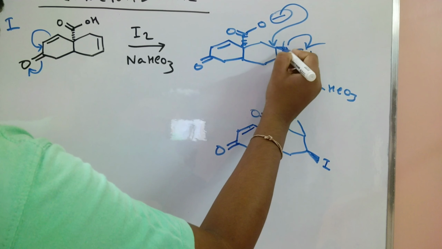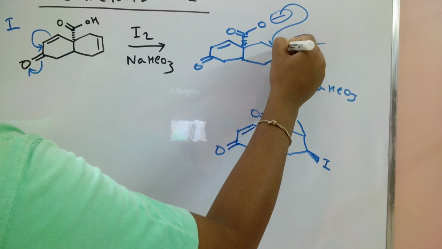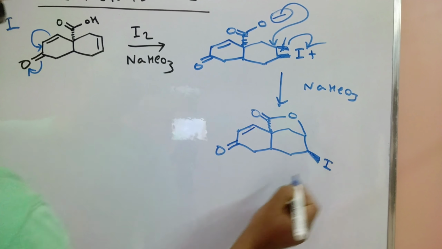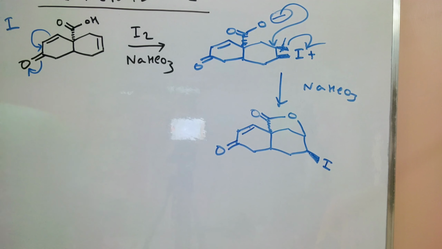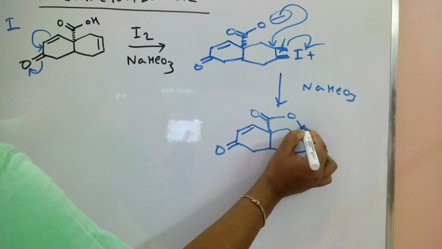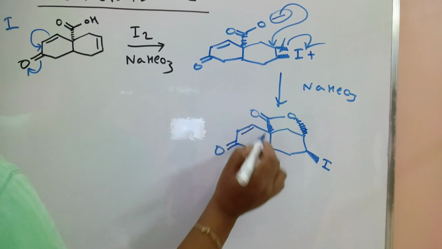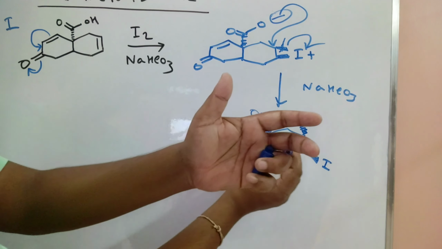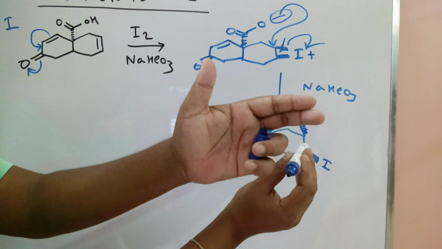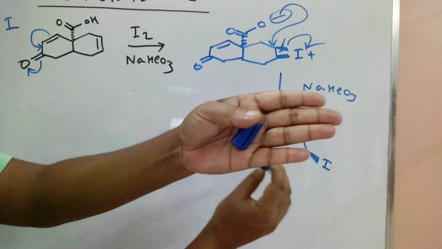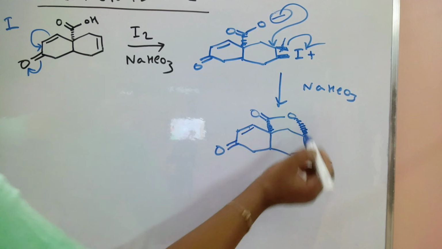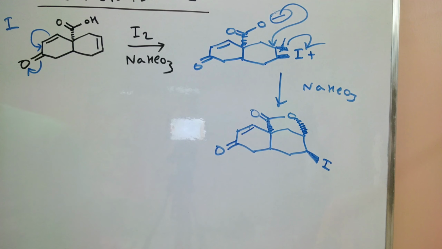So this bond is breaking on that bond and iodine is here, and this stereo is downside because this bond is present on the downside. So the attack is possible below the plane. So below the plane, this bond is down and the formation of the product is this.